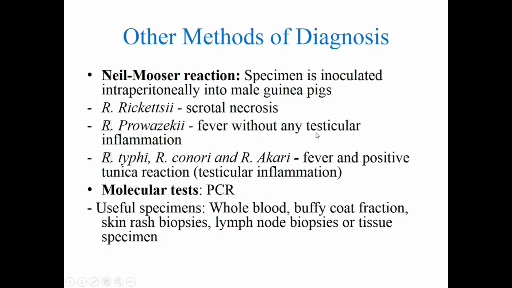Apart from all this, in this day and era, we can also do molecular tests where we look for the specific DNA of the specific rickettsia. Suppose we are diagnosing scrub typhus, we can look for the specific DNA of Orientia tsutsugamushi. And these are the samples that you can take for the molecular test.